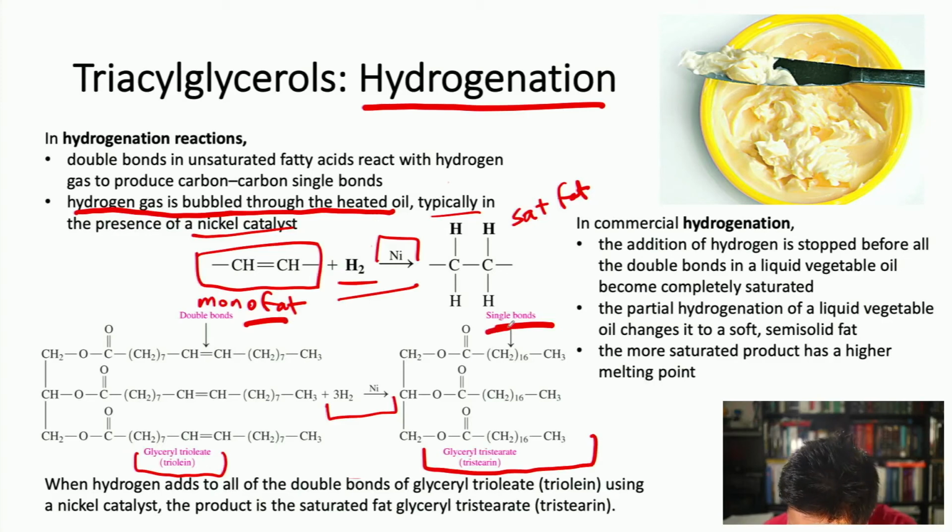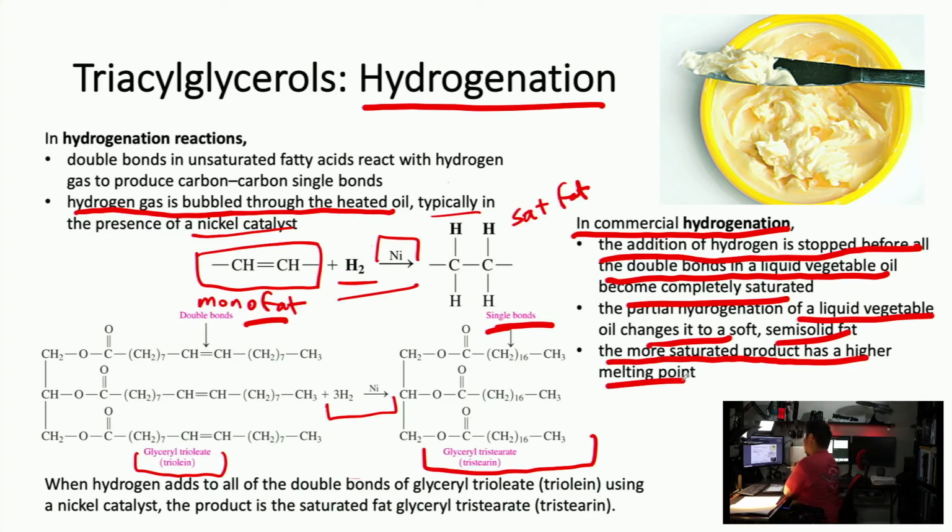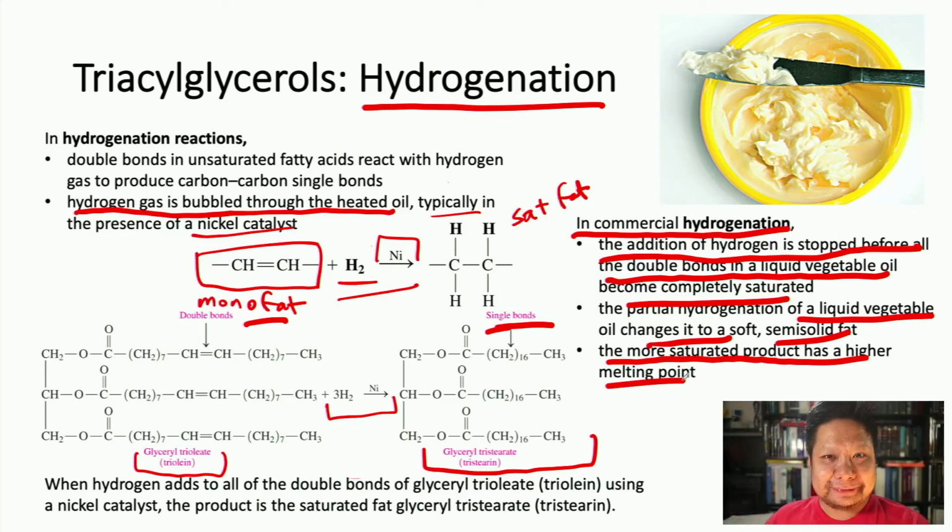Okay. So here's something interesting. In commercial hydrogenation, the addition of hydrogen is stopped before all of the double bonds in liquid vegetable oil become completely saturated. The partial hydrogenation of liquid vegetable oil changes it to a soft, semi-solid fat that is a more saturated product and has a higher melting point. And that's what you're using to spread your butter. Literally, that's what Country Crock is. It's oil that's been partially hydrogenated. It's not real butter. I guess they're not lying when they say stuff like, I can't believe it's not butter.